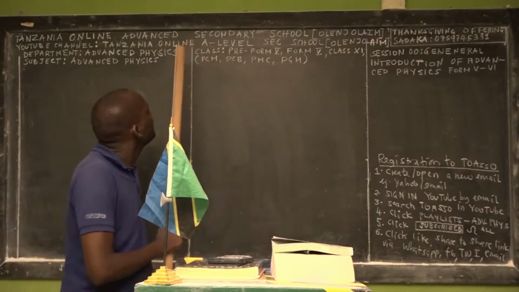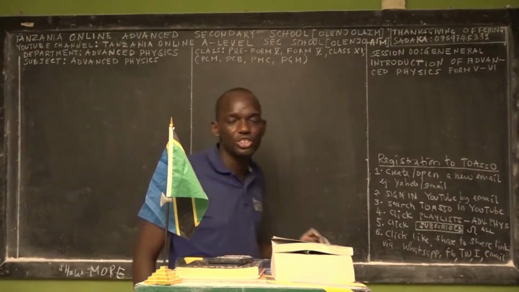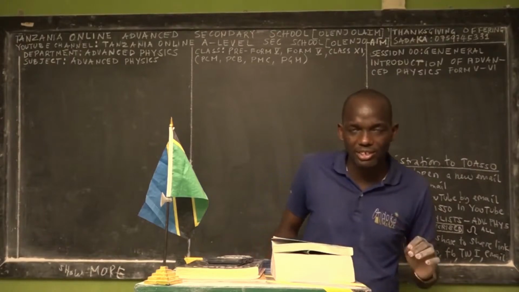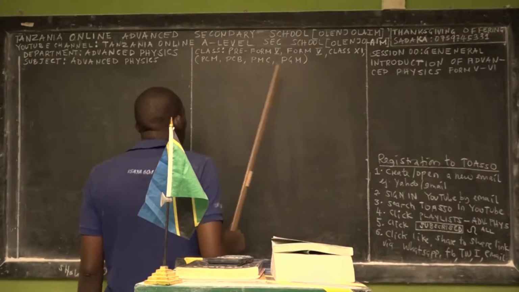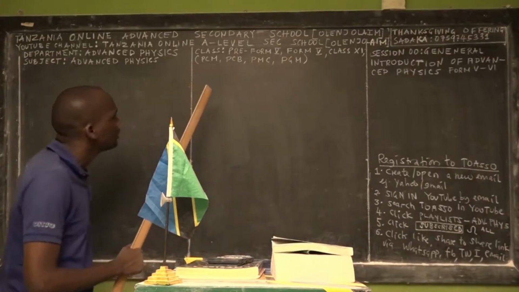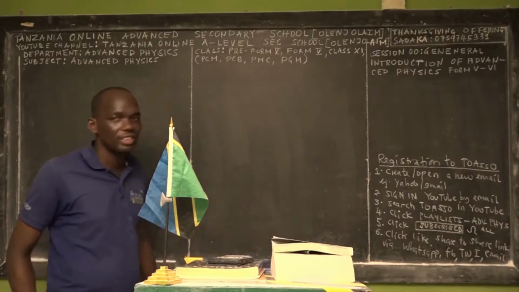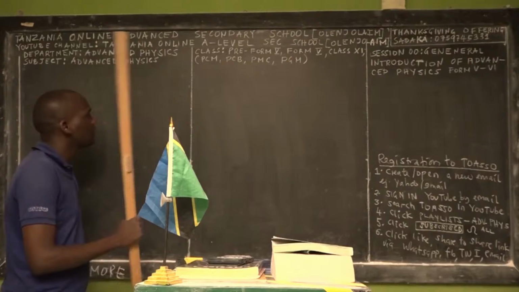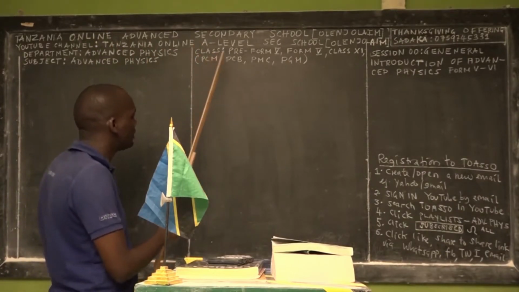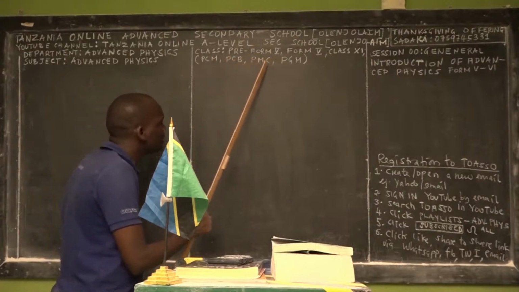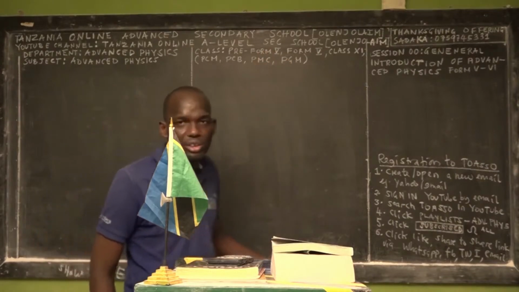Okay, so in Tanzania, we have students who start advanced education or advanced physics in any of these 4 combinations. You may be studying PCM, PCB, PMC, or PGM. P stands for advanced physics, C stands for advanced chemistry, M stands for advanced mathematics, B stands for advanced biology, C stands for computer science, and G stands for advanced geography. So you're looking for advanced physics.